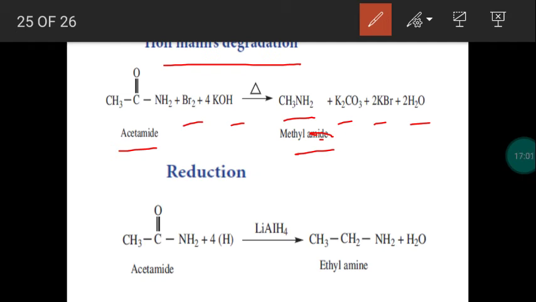Next, reduction using lithium aluminum hydride. Okay. When amide is reduced using lithium aluminum hydride, we get a primary amine with the same number of carbon atoms. Ethylamine will be formed along with the liberation of a water molecule.